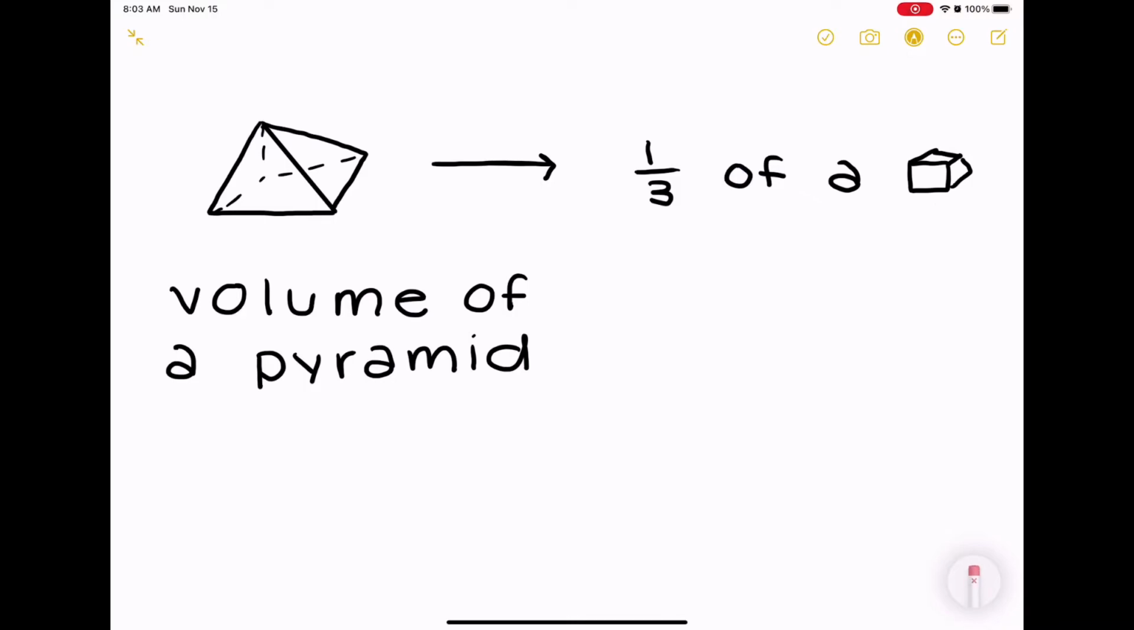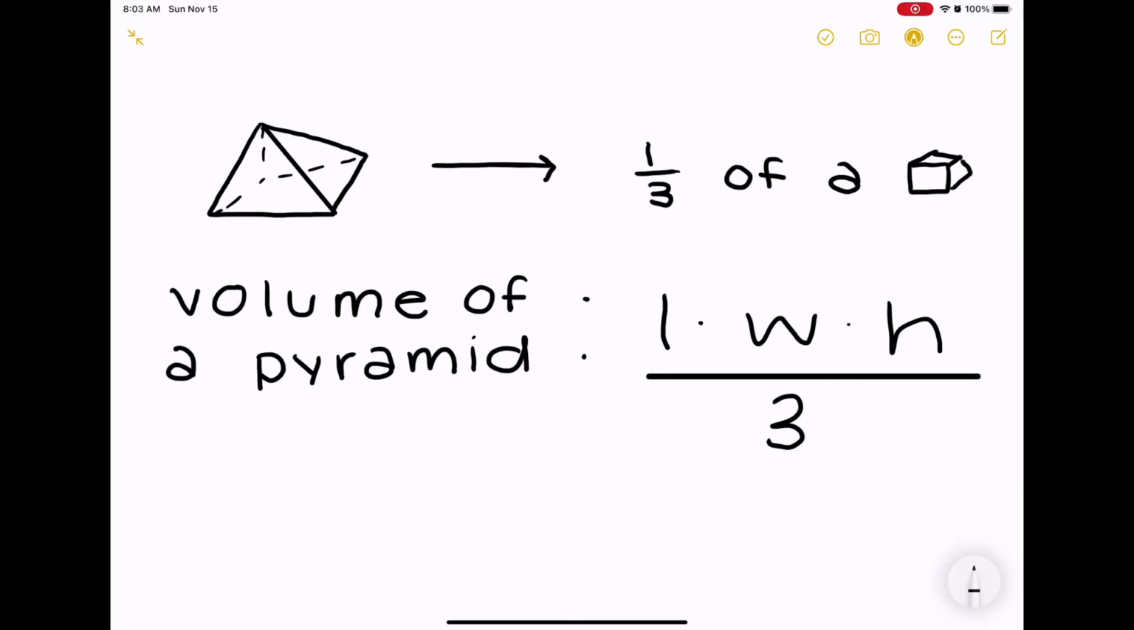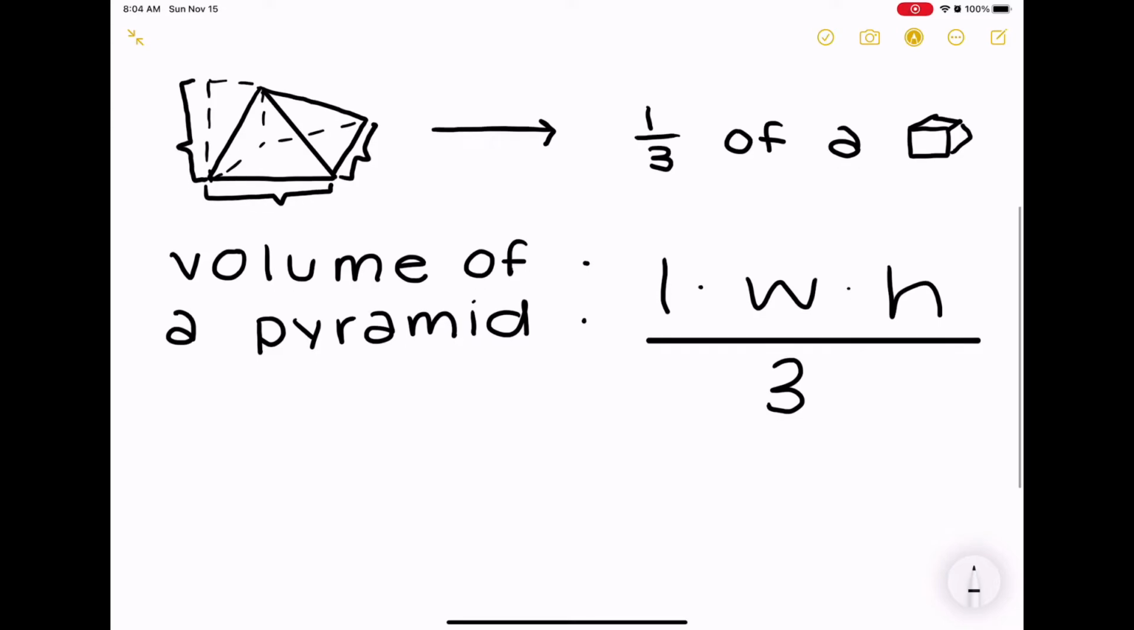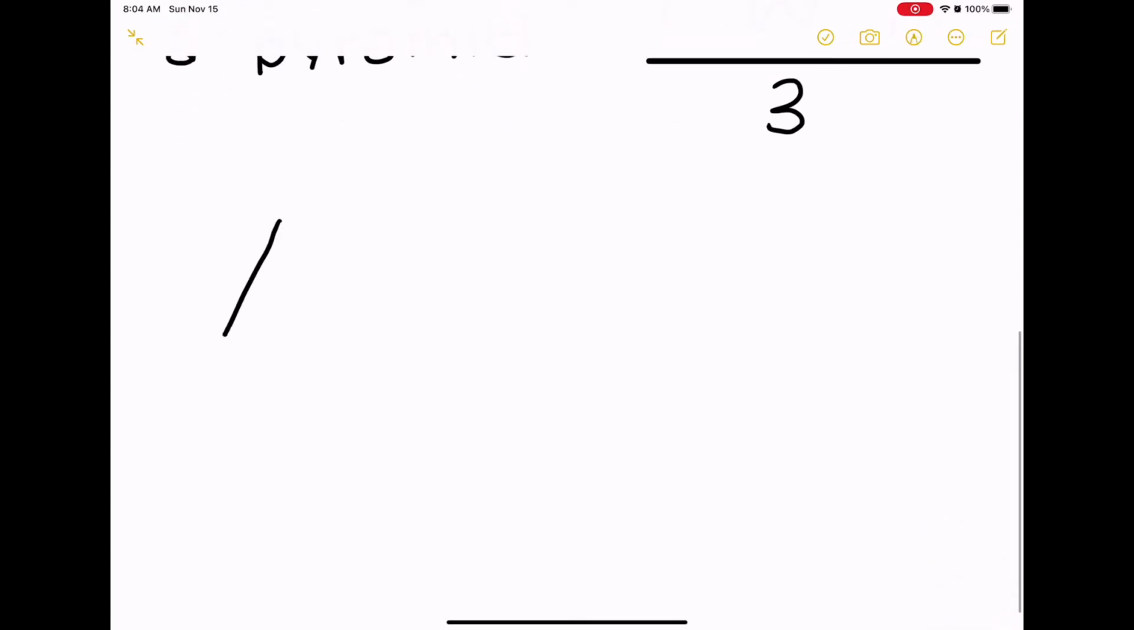But first, let's just write the formula because that will help you solve the problems. The formula is length times width times height divided by 3. The length and the width are the two sides that create the square, and the height is going to be represented by this dotted line right here. Those are the length, the width, and the height in this example, and just in any example. So let's head on into a practice problem.